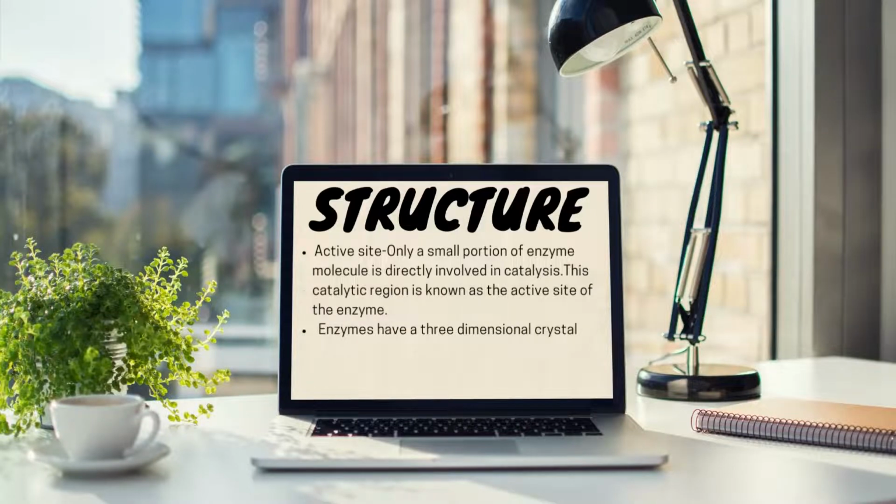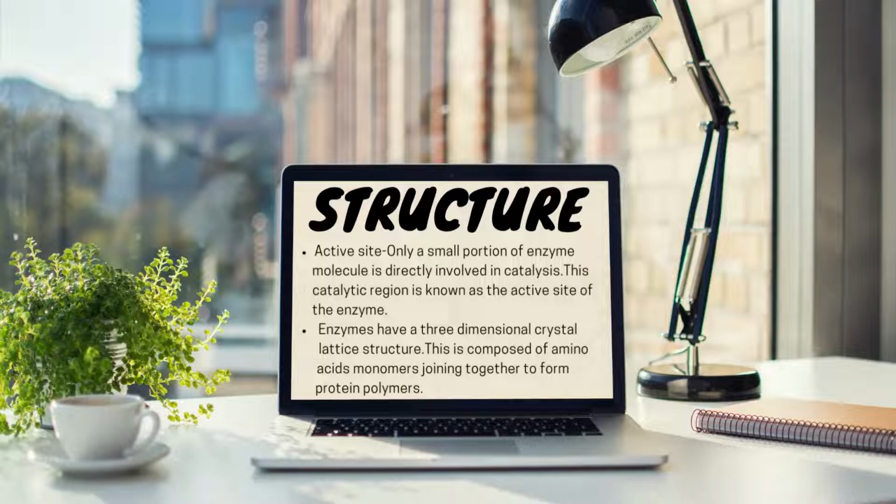Enzymes have a three-dimensional crystal lattice structure. This is formed by chains of amino acids. In these chains, amino acids act as the monomers which then fold to form an enzyme.